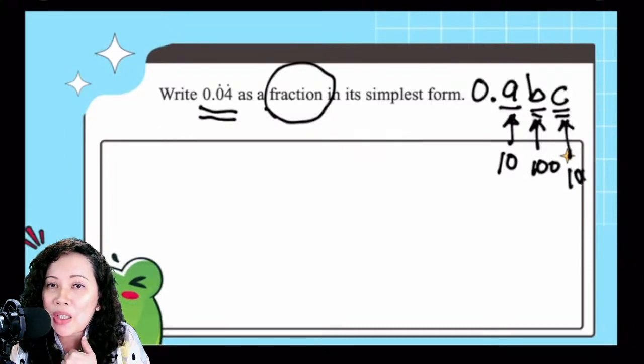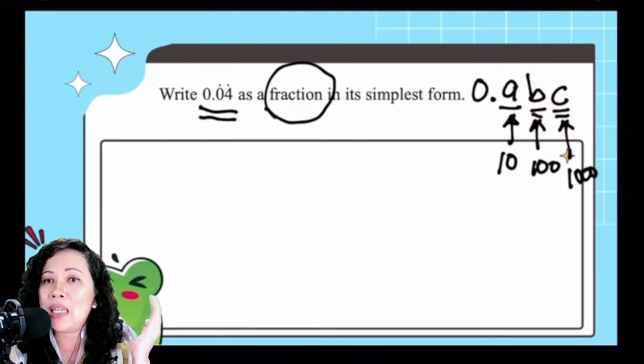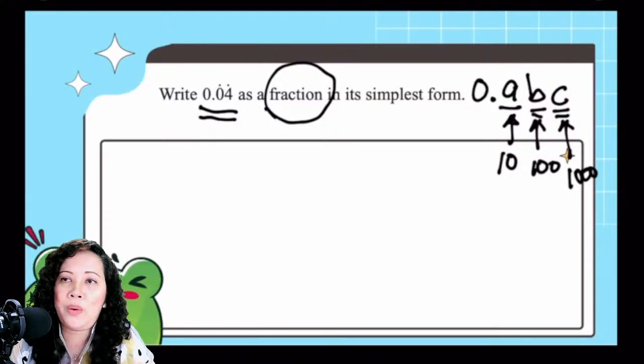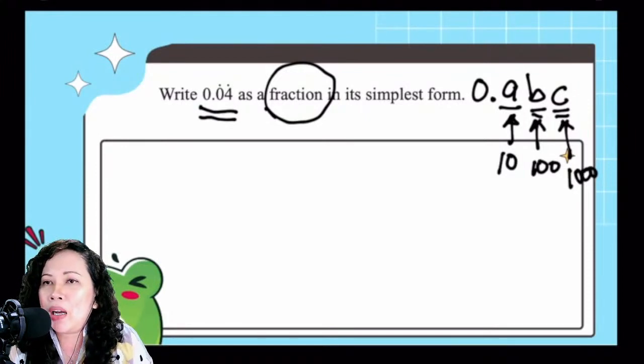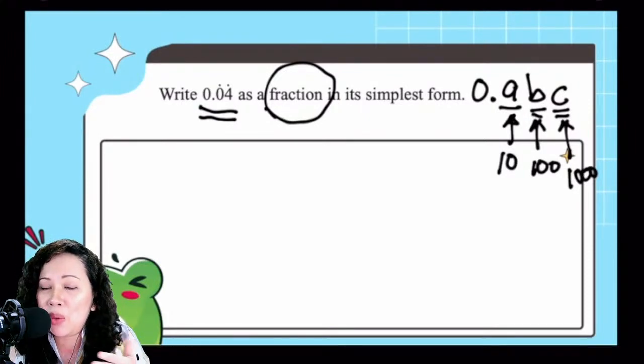So our fractions are also based on this, right? Tenths, hundredths, and thousandths, and so on and so forth. So if you have 0.5, that means it's over ten when you make it into a fraction. If you have 0.05, that means it was over a hundred.